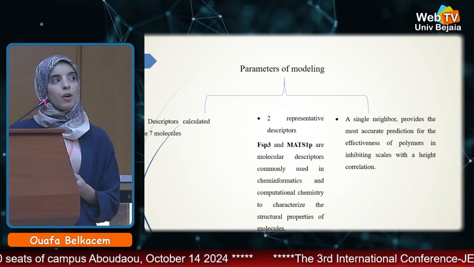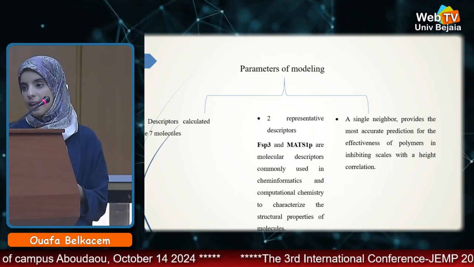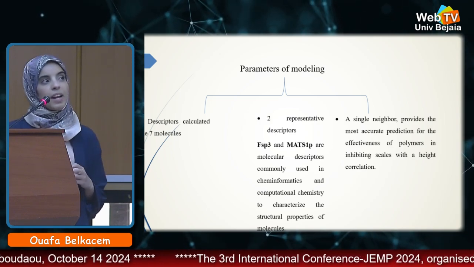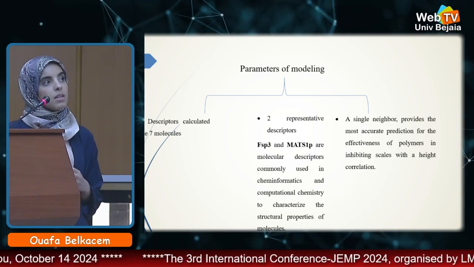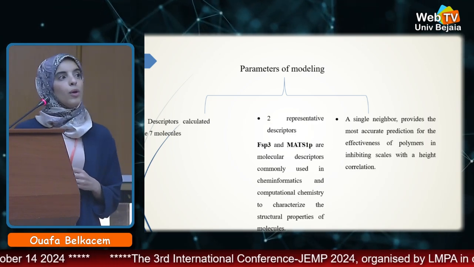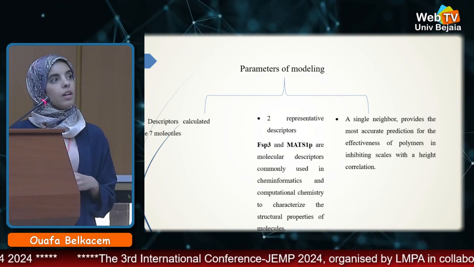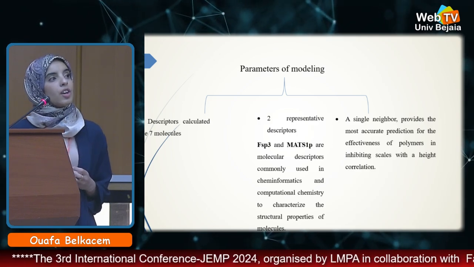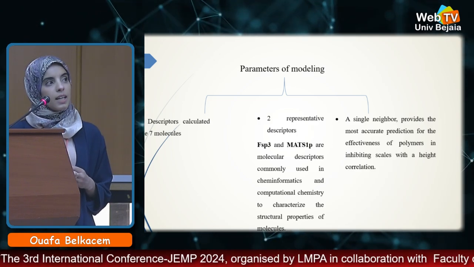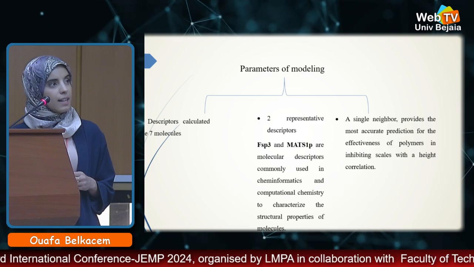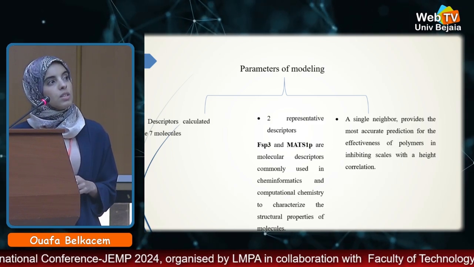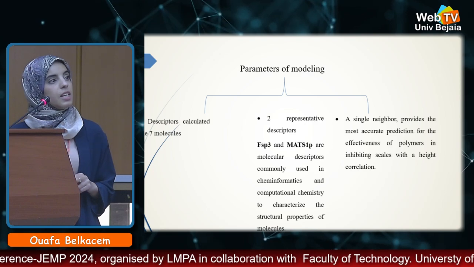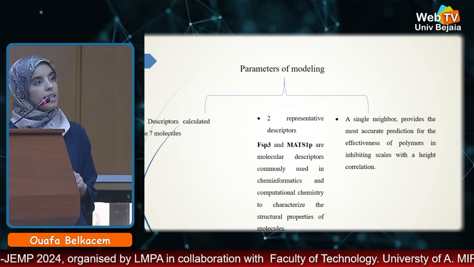The technique of modeling was the KNN. Each technique has its characteristic parameter. In this method, we have the number of neighbors. After many iterations, we have a single neighbor which gives the best result and provides the most accurate prediction for the efficacy of the polymer in inhibition scale with a high correlation.